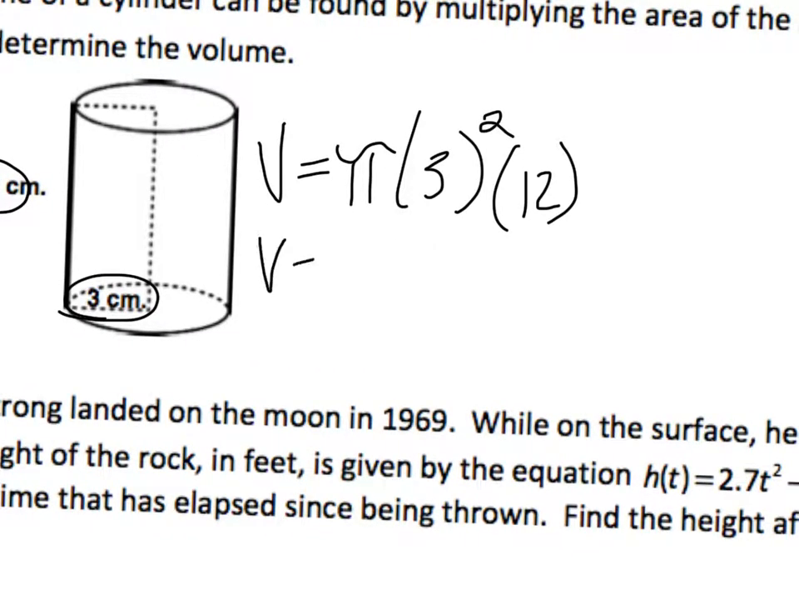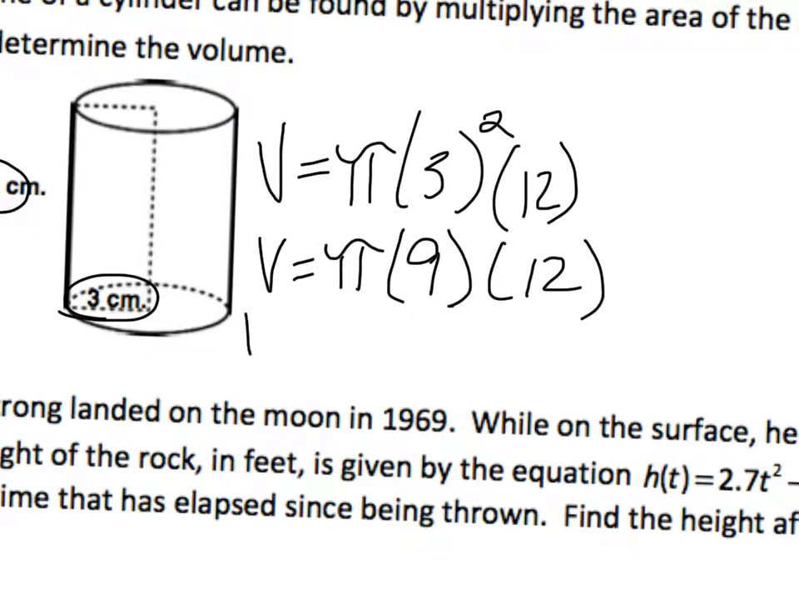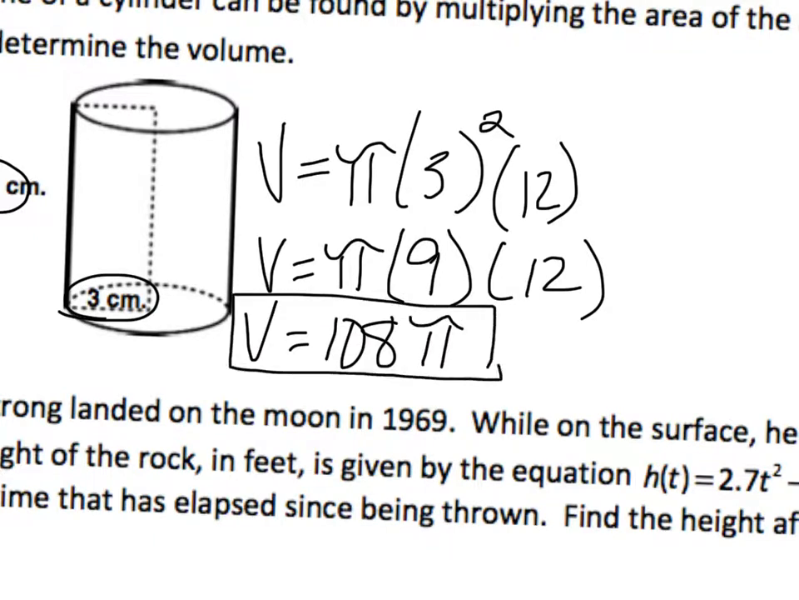So if it asks for it in exact form, I'm going to leave pi in my answer because I don't want a decimal. So I'm going to square the 3, and now I'm going to multiply the 9 times the 12, which will be 108. And I'm going to put the pi at the end, just like we put variables at the end. Your pi should go at the end of your number.